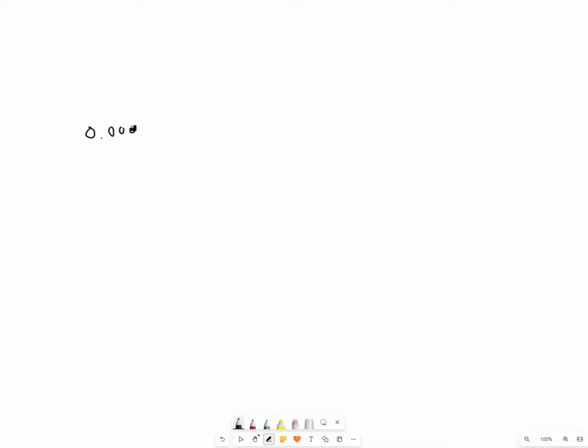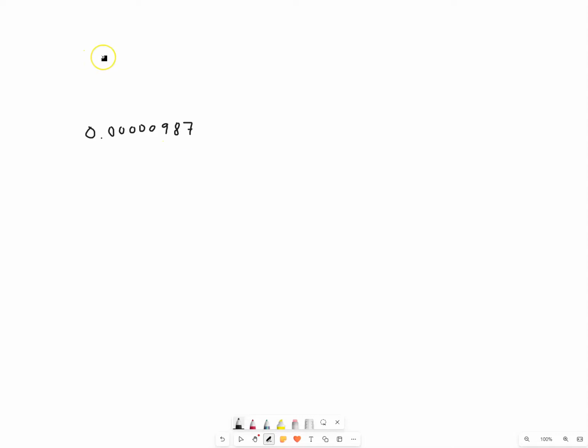0.0000. I want to make sure I get the right number of zeros here. 00987. Now this is a very small number. It's practically 0, right? If we were to put this on a scale in the bathroom, it would just say 0, okay?